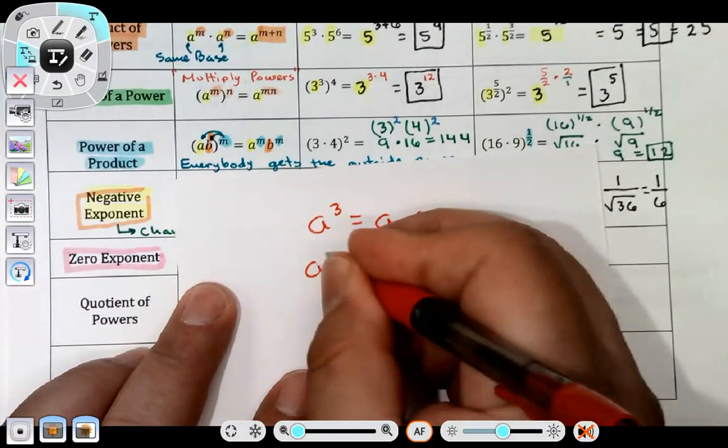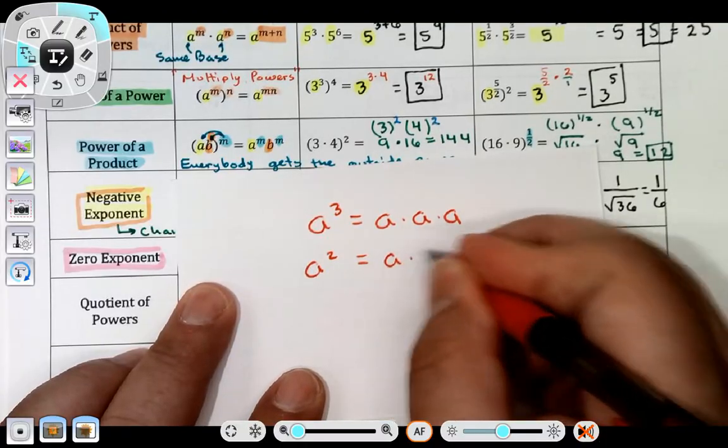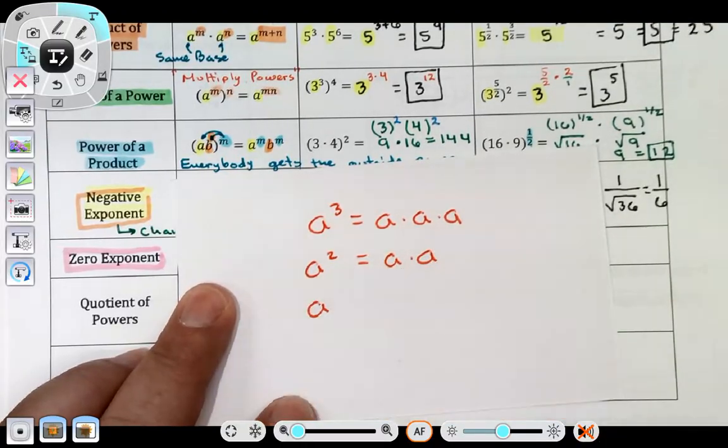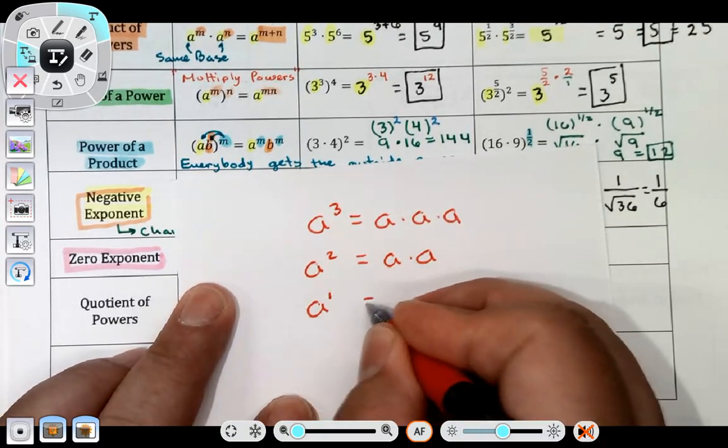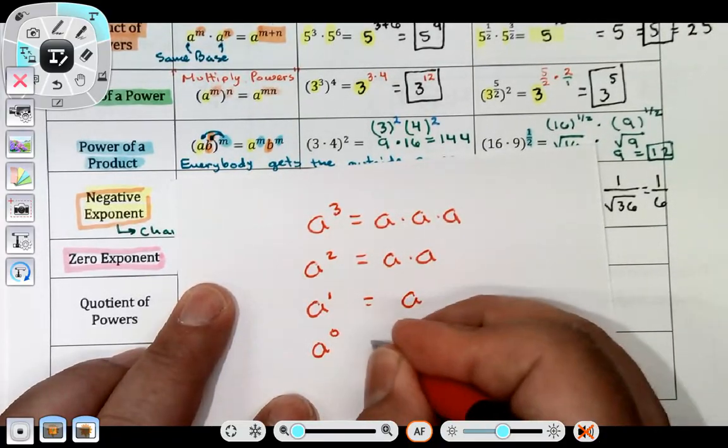So then what is the meaning of A squared? A times A. What's the meaning of A? Well, first of all, what's the invisible power? 1, which means what's the meaning of A? A. Write me once, it says. So then what's the meaning of A to the 0?